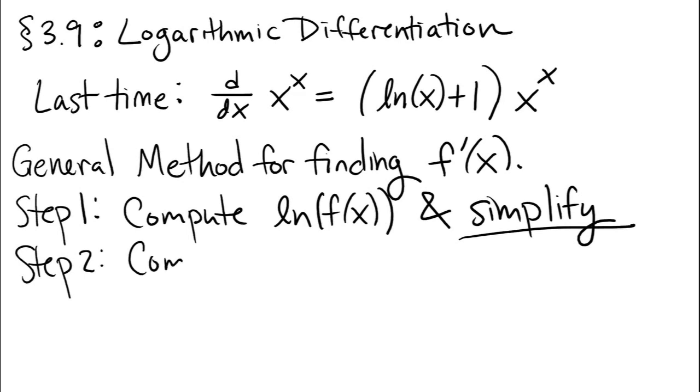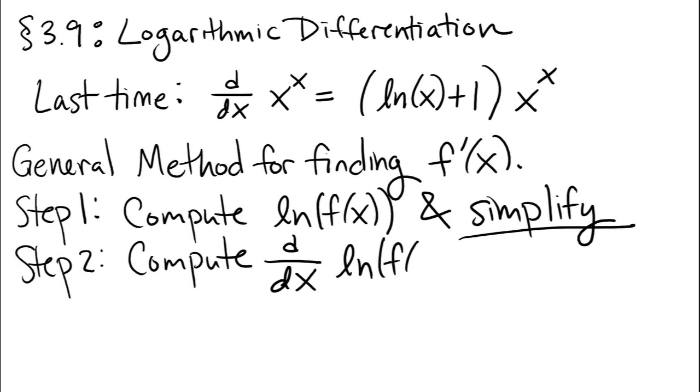In step 2, that's when the derivative comes. We compute the derivative of ln f(x). And the derivative of ln f(x) always gives us f prime of x divided by f of x. That's what we're always going to have on the left side at the end of step 2, but what we have on the right side depends on f.